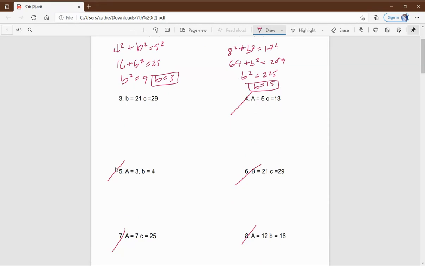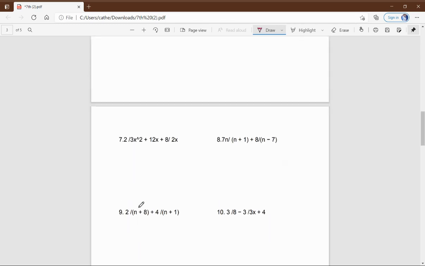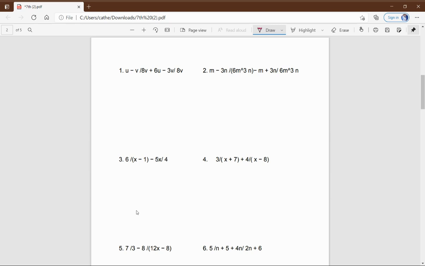Okay, for this one, they did not give you a, so it'll be a squared plus 21 squared equals 29 squared. Right? So a squared plus 441 equals 841. So a squared equals 400, right? So a would equal 20. Now that that's out of the way, I'm assuming that they want us to simplify or find the variables. They don't tell us, which is on the person who made this.